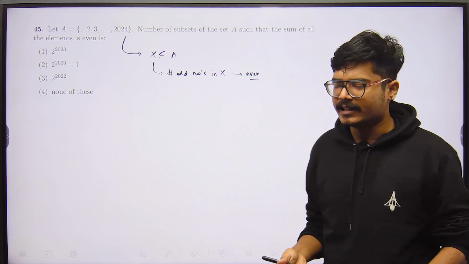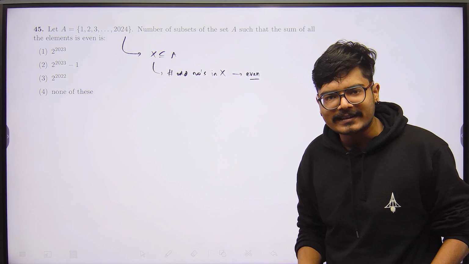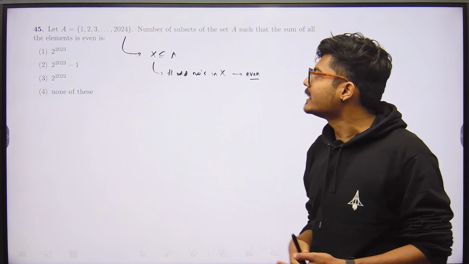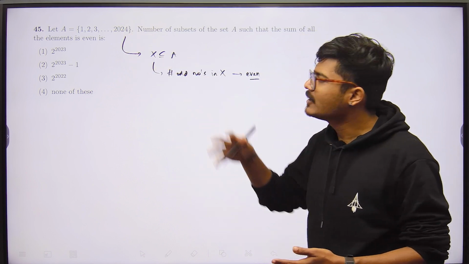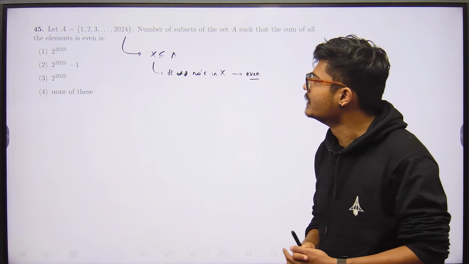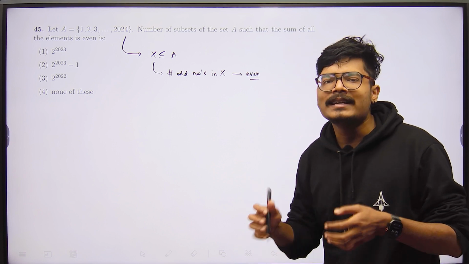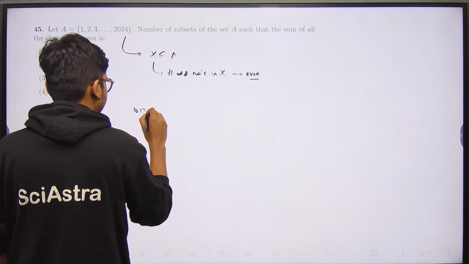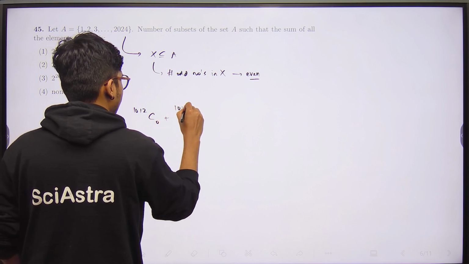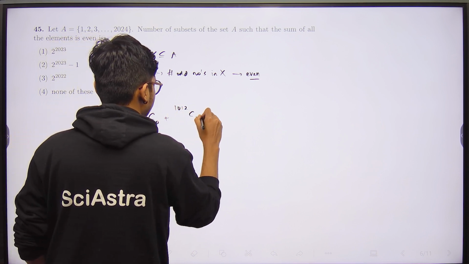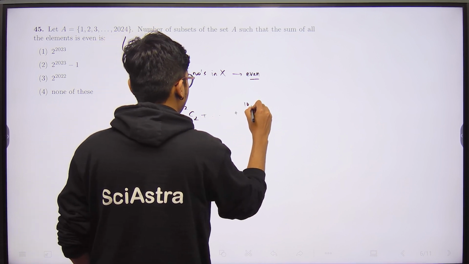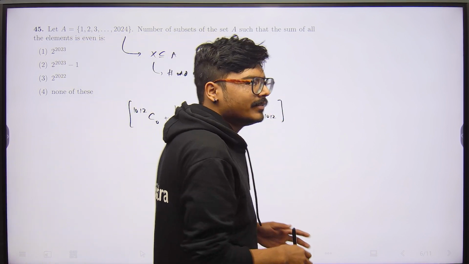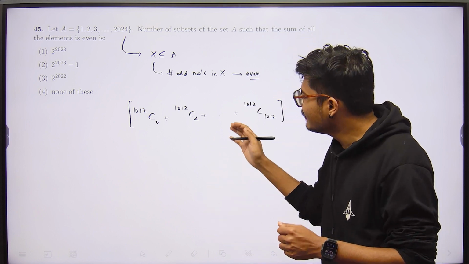Even numbers don't affect the parity, right? So the number of odd numbers inside the subset, they have to be an even number of odd numbers, right? So here in this whole set we have 1012 odd numbers, 1012 even numbers, right? So basically from them you can choose any even number of odd numbers, right? So what will that be? That is going to be 1012 choose 0 plus 1012 choose 1, sorry, choose 2 all the way till 1012 choose 1012.